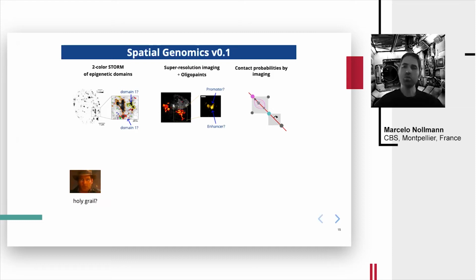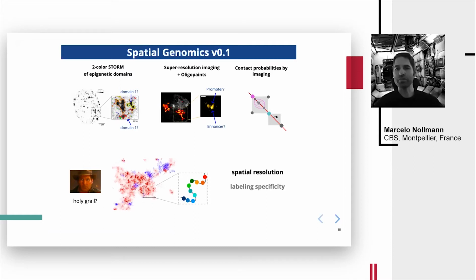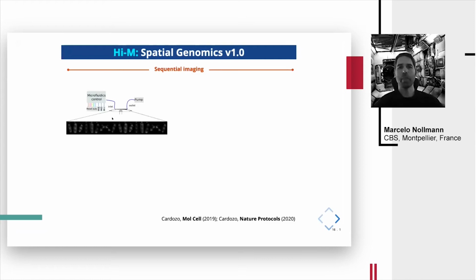And so what would be the holy grail? The holy grail would be to maintain spatial resolution and have enough labeling specificity to monitor the position of many elements at the same time. And this, of course, brings us to multiplexing. The way we did this was to couple the microscope to a microfluidics device. It's appearing here at the top.